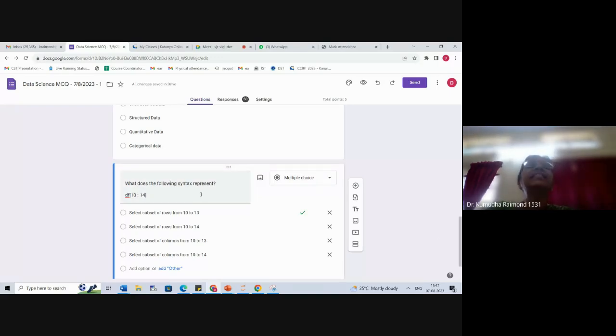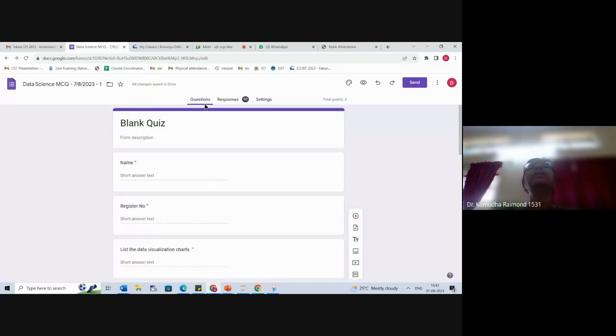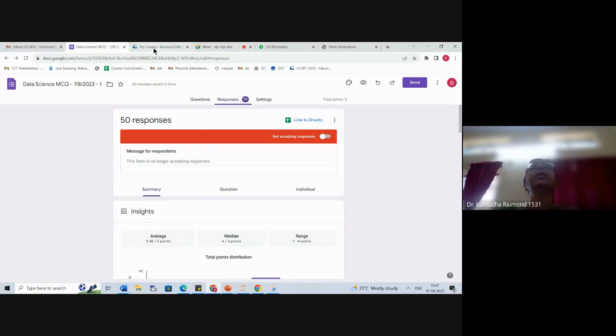What does the following syntax represent? df[10:14]. It is to pull out a subset of the rows. It starts from 10 and goes until 13, the upper limit minus 1. So the answer is select a subset of rows from 10 to 13. So these are the answers. If you have done well, it's good.